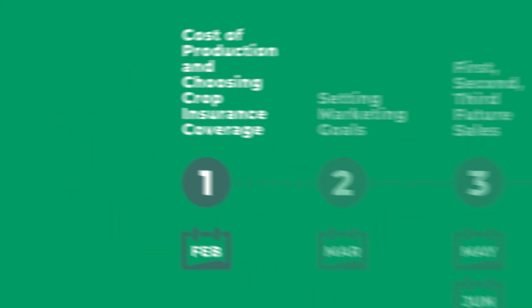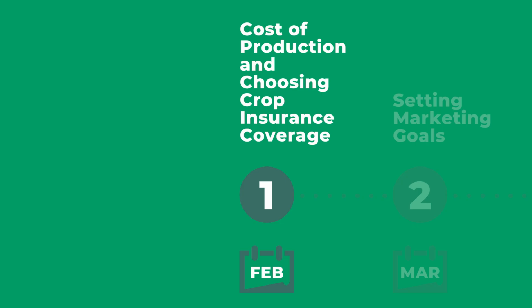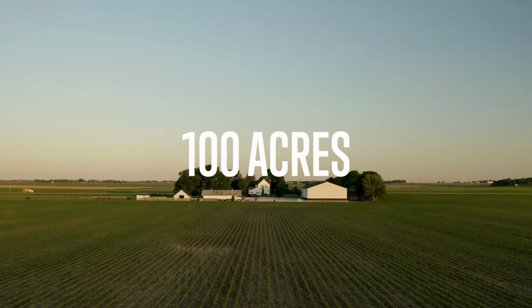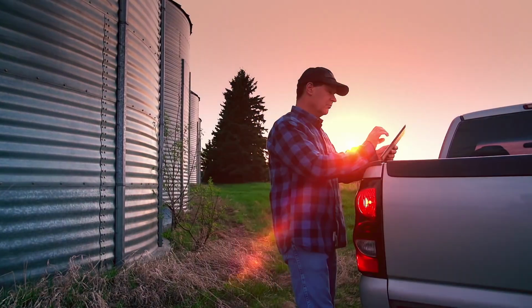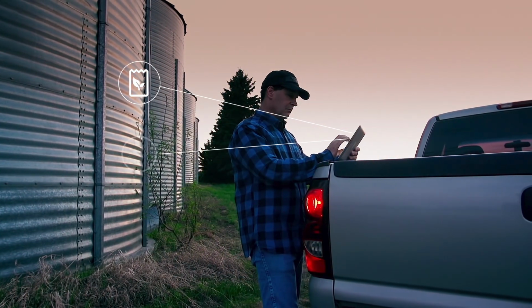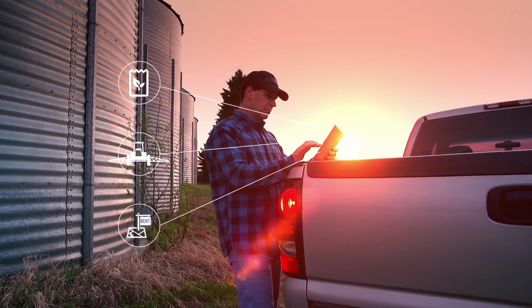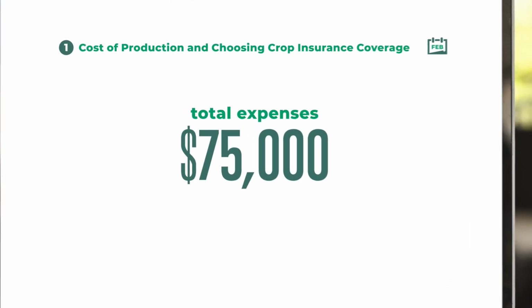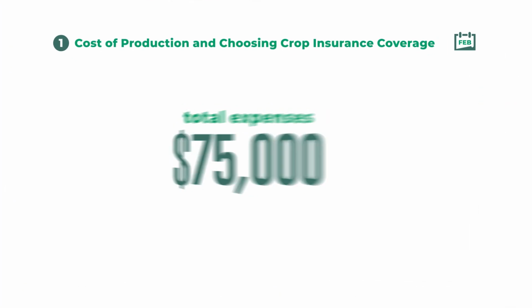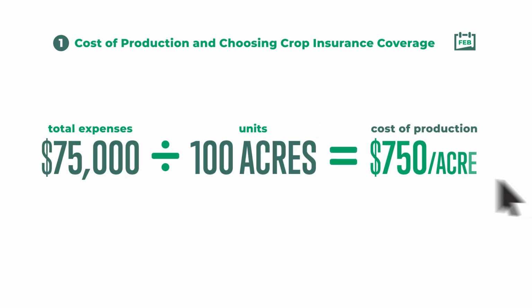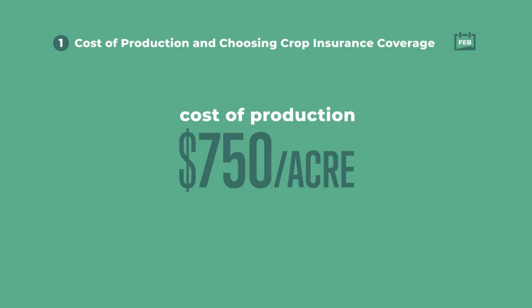The first step is to determine what level of insurance coverage you need, and this all starts with knowing your cost of production. To use a simple scenario, let's say you have 100 acres of corn. You would need to determine all of the expenses associated with growing your corn crop, including seed, fertilizer, machinery, rent, and other operating costs. In this example, let's say your total expenses are $75,000 for this operation. Next, divide your total expenses by the number of acres you farm to determine your cost per acre. In this instance, $750 per acre.